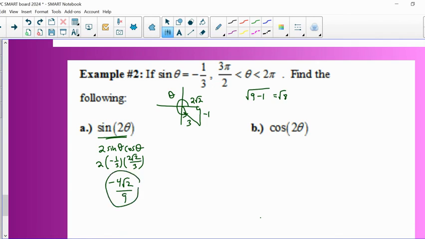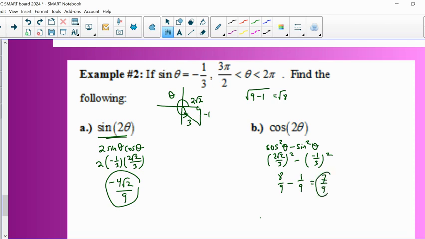Okay. Now, cosine of 2 theta. Really, it's your choice. All of them work. The main one, or the one that we get directly, is cosine squared theta minus sine squared theta. A lot of students use that one, and that's great. So you could say cosine squared theta, so 2 root 2/3 squared minus sine squared theta, negative 1/3 squared. That's 8/9 minus a positive 1/9, which is 7/9.